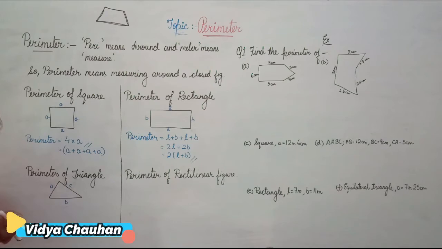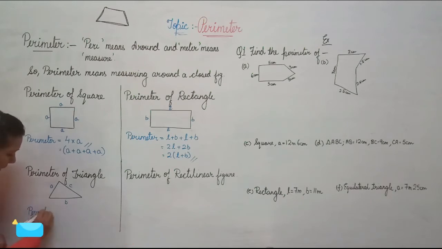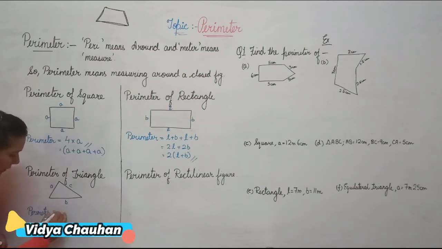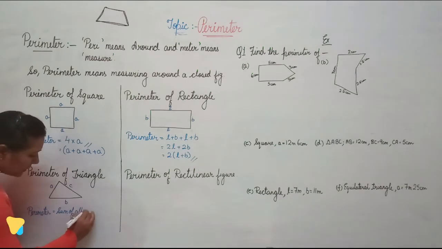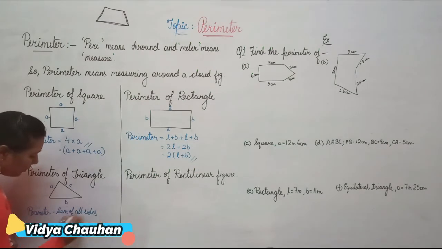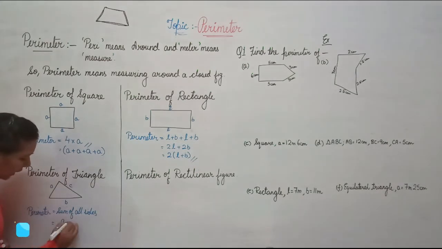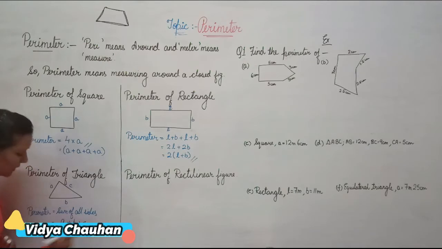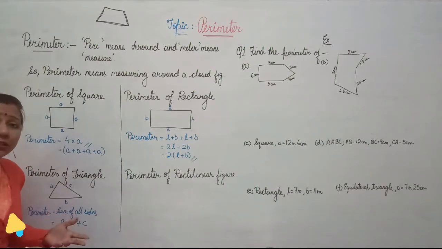How will we calculate the perimeter? Side A plus B plus C. So hence the formula for perimeter will be the sum of all sides. So what will be the sum of all sides? That means A plus B plus C. This A plus B plus C can be of any measure.